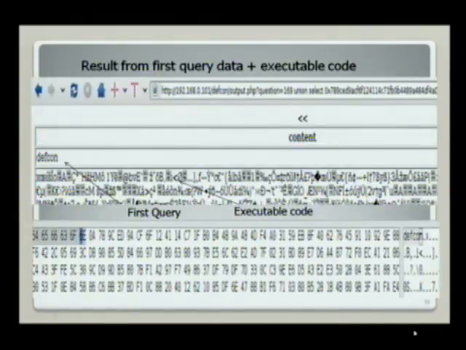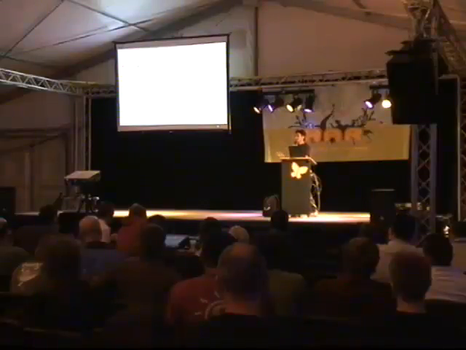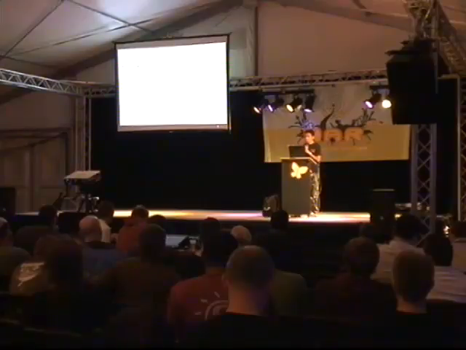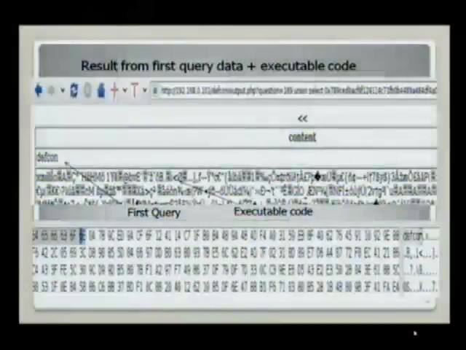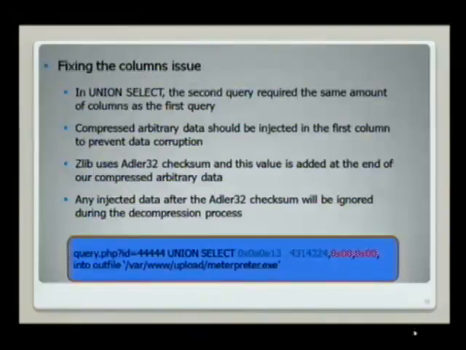Like in this example, you can see the first query written as a string called defcon, and that will overwrite our file header. So if we change our question equal to 169 into question equal to any non-existing value, you will force the application to return empty data, and then you can write only your arbitrary file. You can see here, after my union select, that is my arbitrary data, which is my executable file.